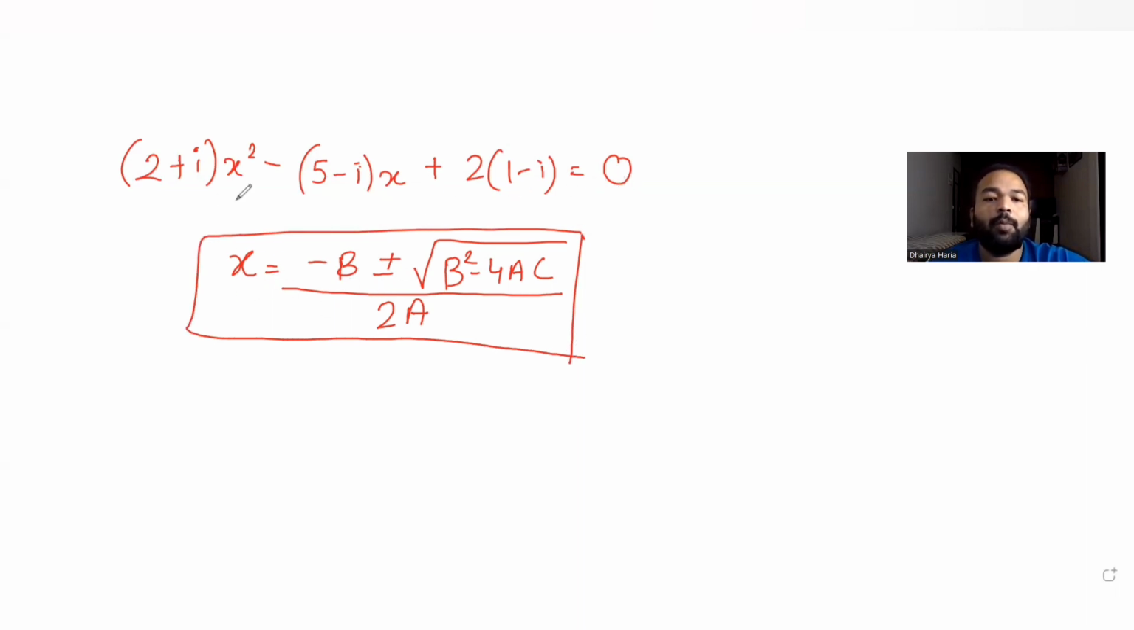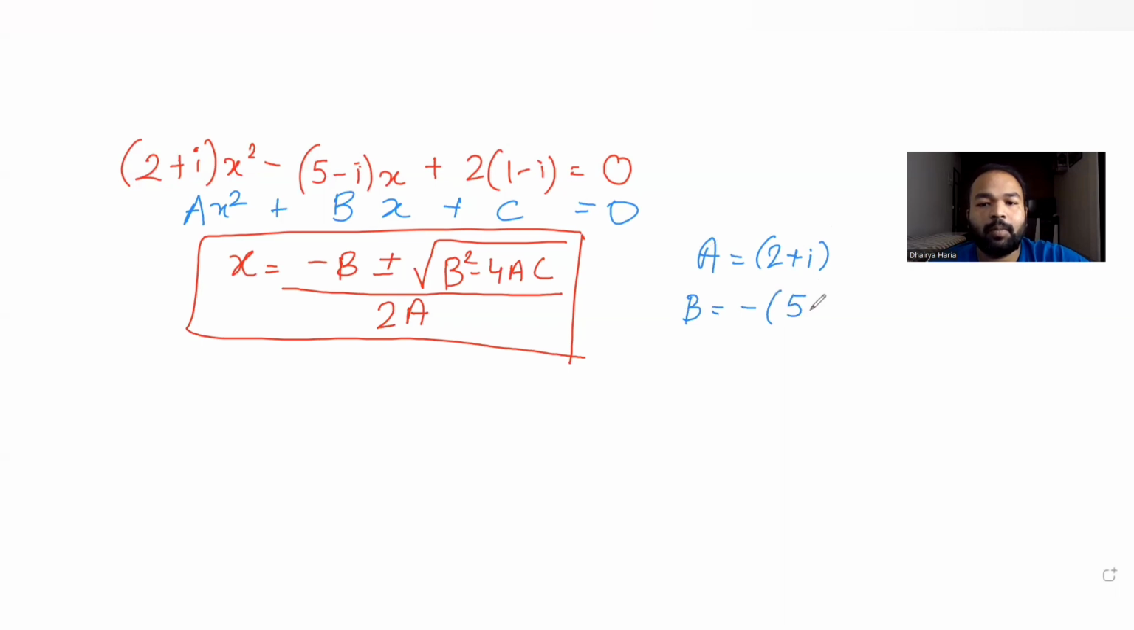So from the above equation which is given, if I just compare that equation with ax square plus bx plus c equals to 0, what I get here is a is 2 plus i, b is minus in the bracket 5 minus i, and c is 2 into 1 minus i.